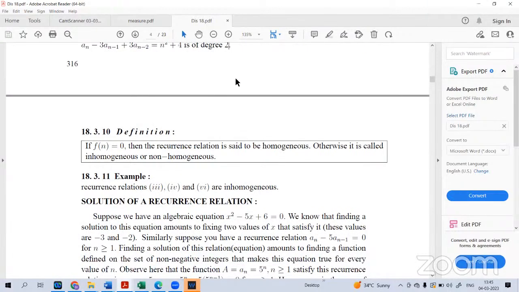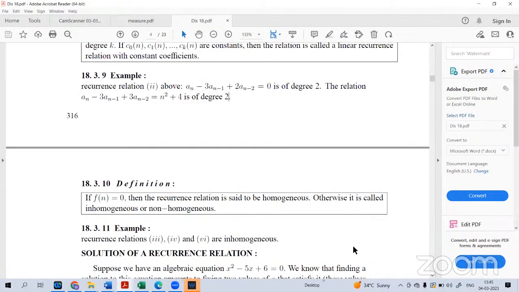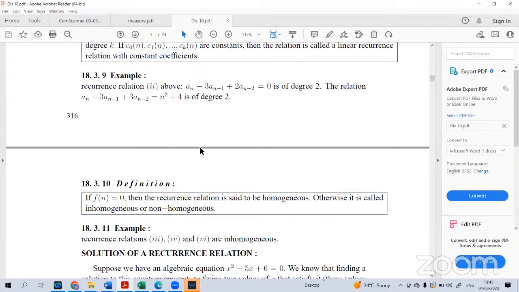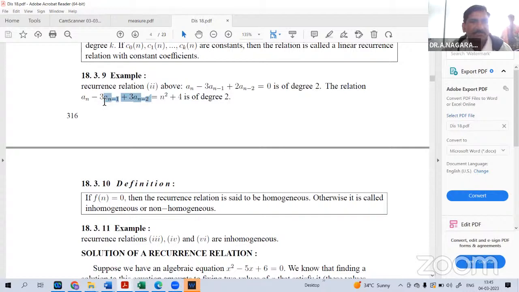Now, sir, how do we know about the degree? Degree depends on the number of terms. For example, if I want 5 terms added, at that time the degree goes to 5. So the degree is the number of terms needed. Sir, is the number of terms on the LHS or RHS? LHS. Oh, okay, sir.